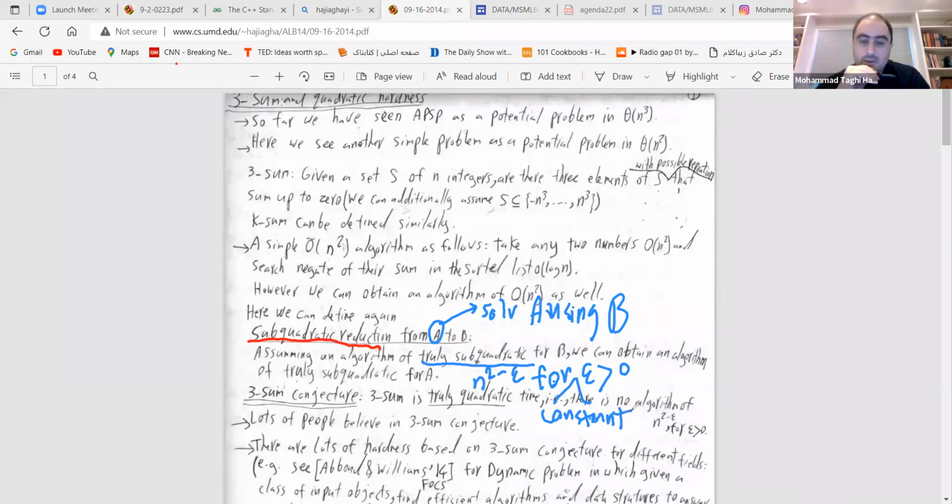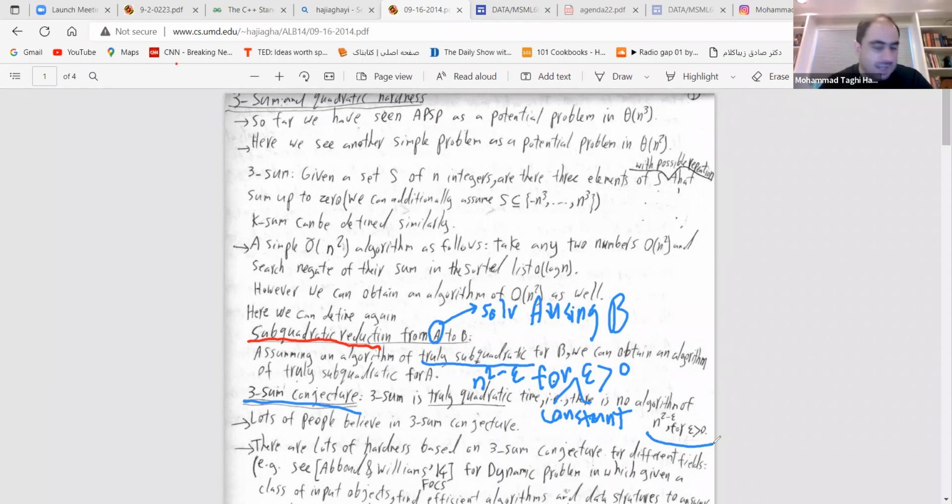Good. So what is the main conjecture? The main conjecture is the three-sum conjecture. Like all pair shortest path, three-sum is truly quadratic. What is that? It means that the three-sum problem does not have a truly subquadratic time algorithm. It means that there is no algorithm in n to the 2 minus epsilon for some constant epsilon greater than 0 for the three-sum problem.